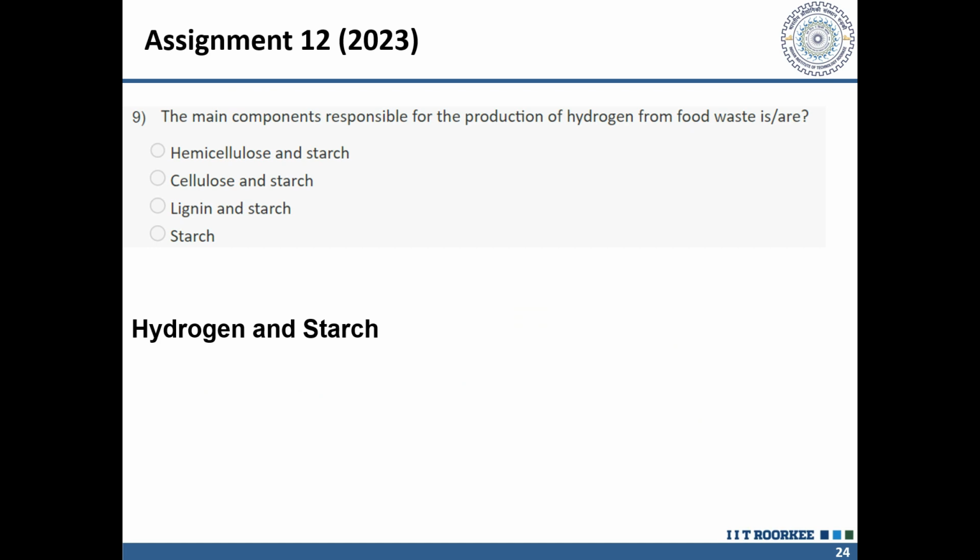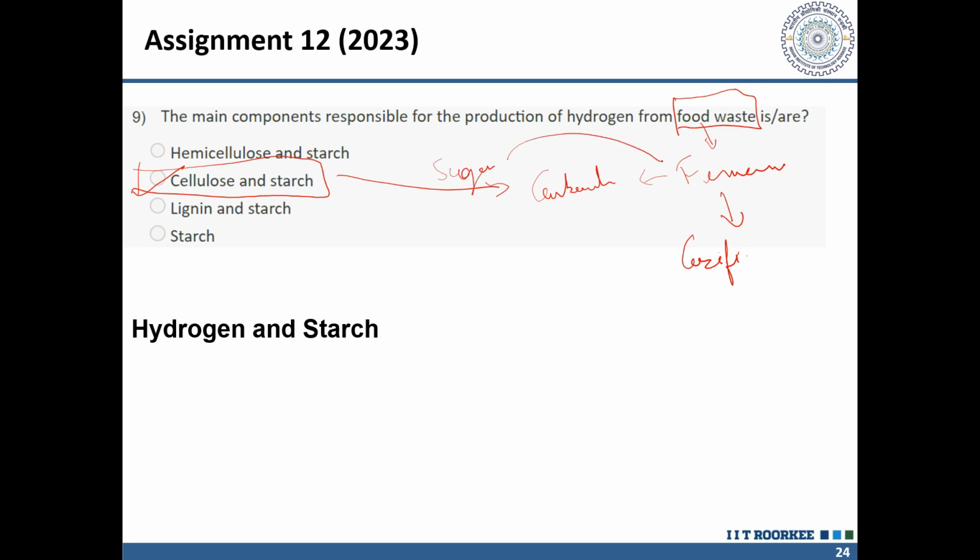So, the main components responsible for the production of hydrogen from food waste are... Now we have seen that for food waste, we need to do the fermentation, and after this fermentation we need to do gasification. But for this fermentation we majorly require a type of carbohydrate material, and therefore the answer is cellulose and starch, because cellulose and starch are rich carbohydrates, and these can be converted to sugars, and these sugars can be easily fermented.